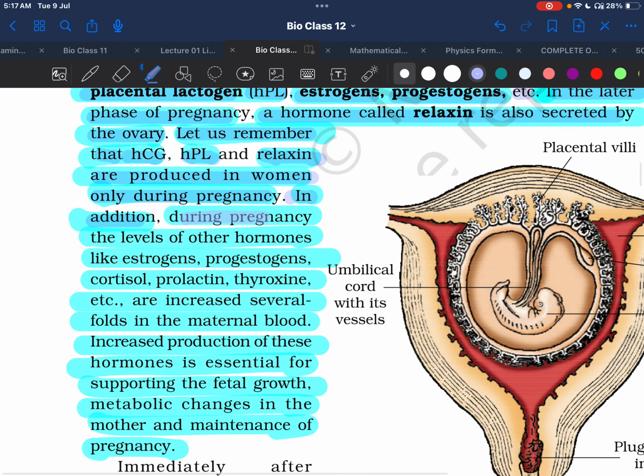In addition, during pregnancy, the levels of other hormones like estrogen, progestagens, cortisols, prolactin, thyroxine, etc. are increased several folds in the maternal blood. Increased production of these hormones is essential for supporting the fetal growth, metabolic changes in the mother, and maintenance of pregnancy.